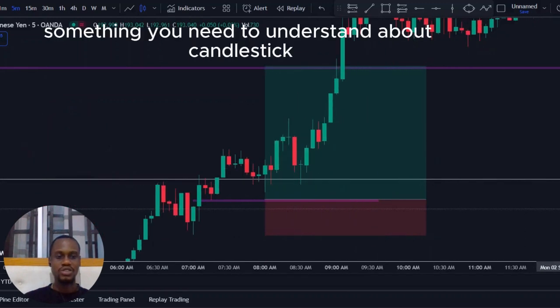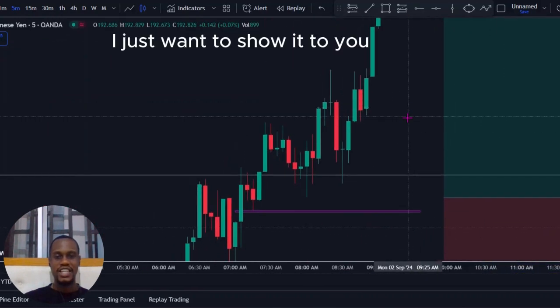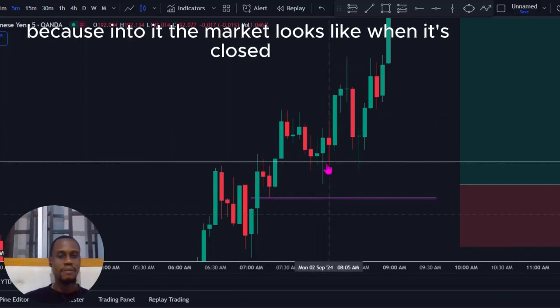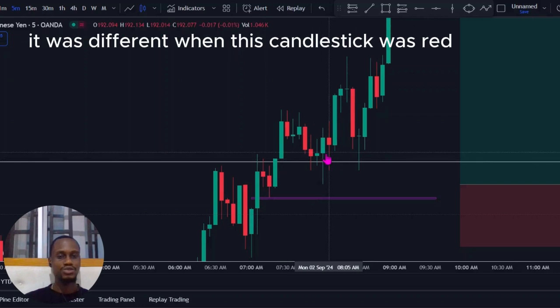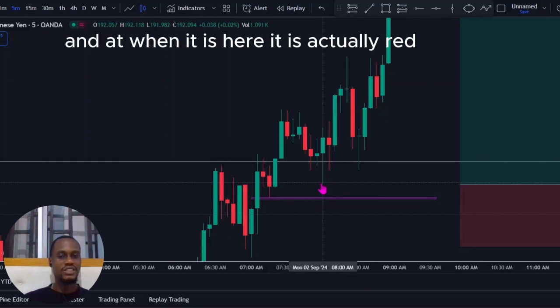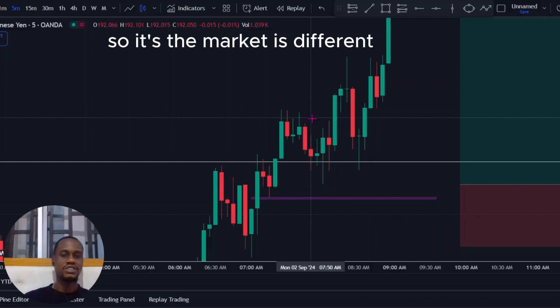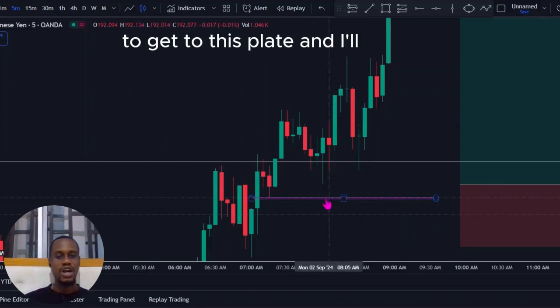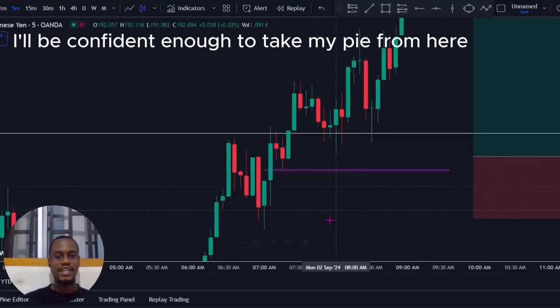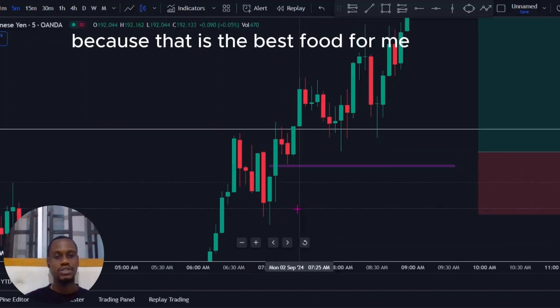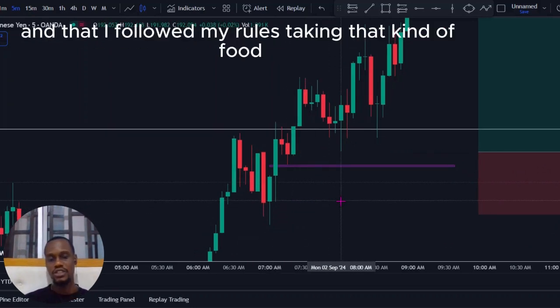So there is something you need to understand about candlesticks. I just want to show it to you here. We are over here now. You can see the way the market looks when it closed. It was different when this candlestick was red, because there was a time that the candlestick got to this place, and when it is here it is actually red. So the market looked different. I was like, okay, I need to actually wait for it to get to this place, then I'll be comfortable enough to take my buy from here and put my stop loss below this place. And if it wicks me out, fine, because that's the best trade for me, and I followed my rules taking that kind of trade, so I won't be angry.